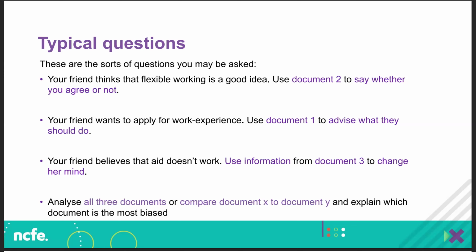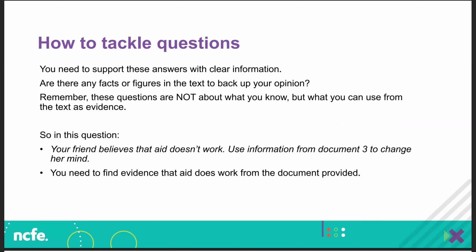These are the sort of questions you may be asked. Your friend thinks that flexible working is a good idea. Use document 2 to say whether you agree or not. Okay, so it's just about referencing the document, guys, and just understanding what to actually take from the document. We'll get into that.